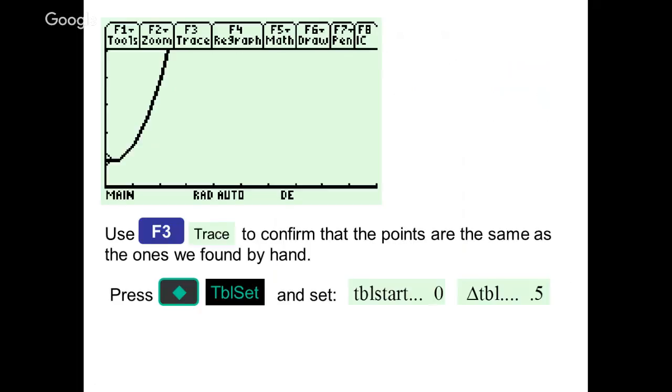Diamond table set, and we'll start at 0 and change the table increment to 0.5. Enter, enter. And then go second table to look at it. And you see our increments, and those were the values that we got. So the calculator will actually do this for you. It's pretty cool.